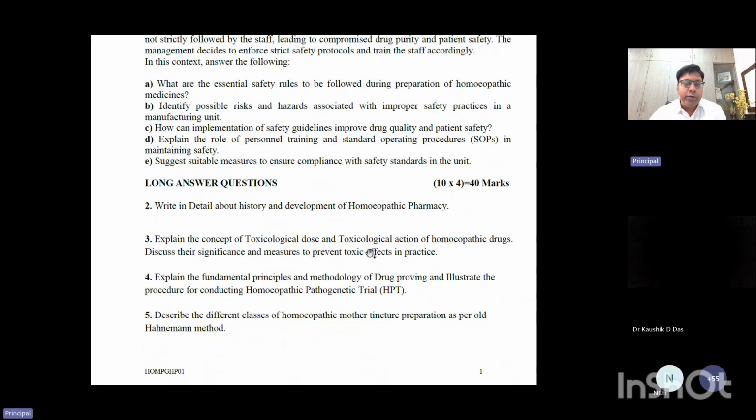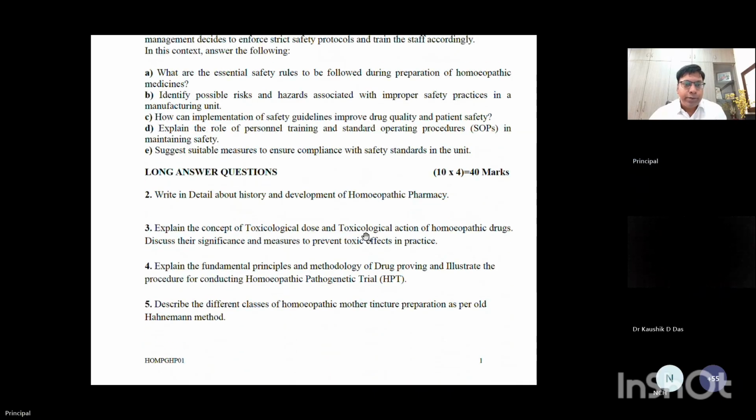Coming to the next LAQ type of question. Write in detail about the history and development of homeopathic pharmacy. In the layout, it is given that question number 2 should be from chapter 1 or chapter 2, which should be a 10 marks question. Here in the question paper, you can correlate the exact implementation of the layout in the form of a question paper.